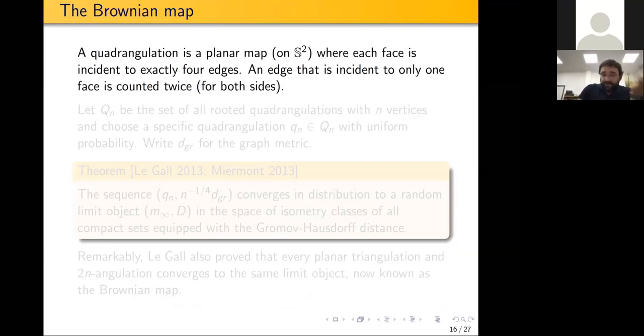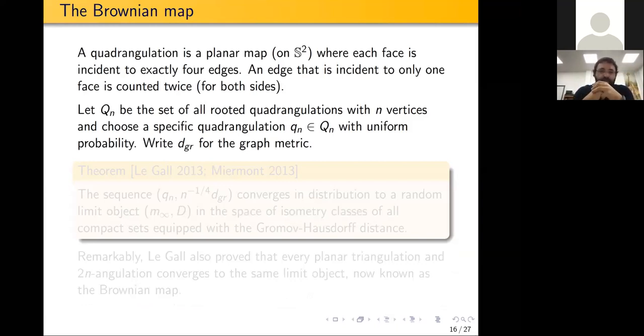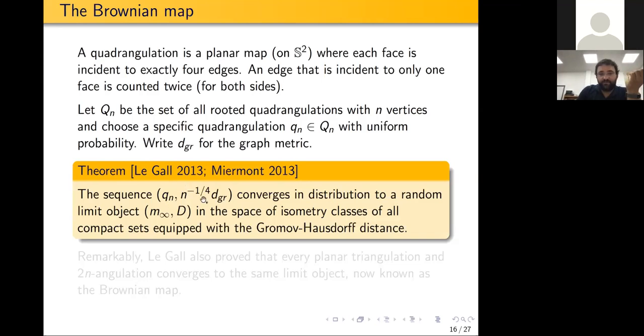And if you take these quadrangulations with n vertices, with the graph metric, up to homeomorphism, you can eliminate many of these. And really what you want to do is take the Gromov-Hausdorff distance. You take more and more of these quadrangulations, you take n to infinity, you rescale the size properly by this factor here, 1/4, and this turns out to converge to some kind of limit object in distribution.